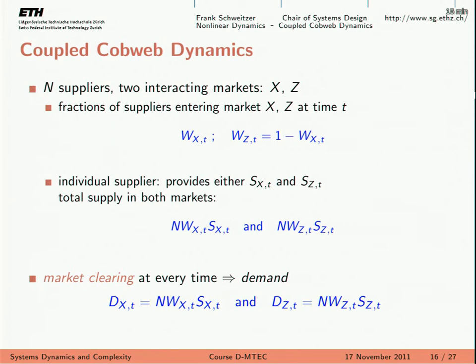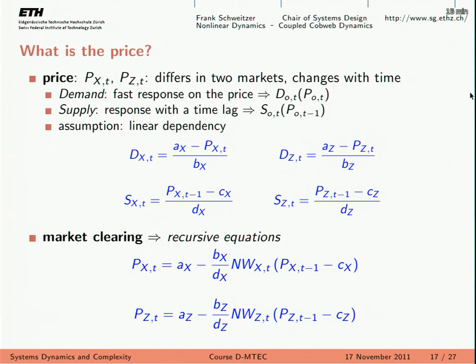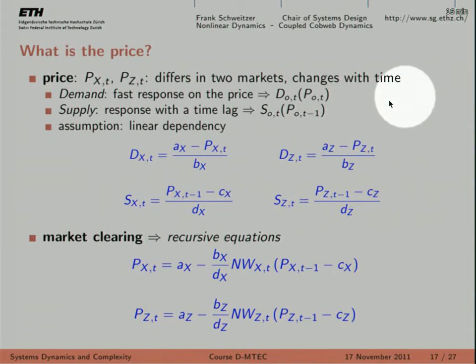Market clearing: demand equals supply. This is the same thing as before. The question is, what is the price? We're interested in the price, remember. We do the same analysis as before. The demand and the supply in markets X and Z are still linear functions, increasing or decreasing. In the same way as the single cobweb dynamic, we can get these recursive equations for the price in market X at time T, or for the price in market Z at time T.